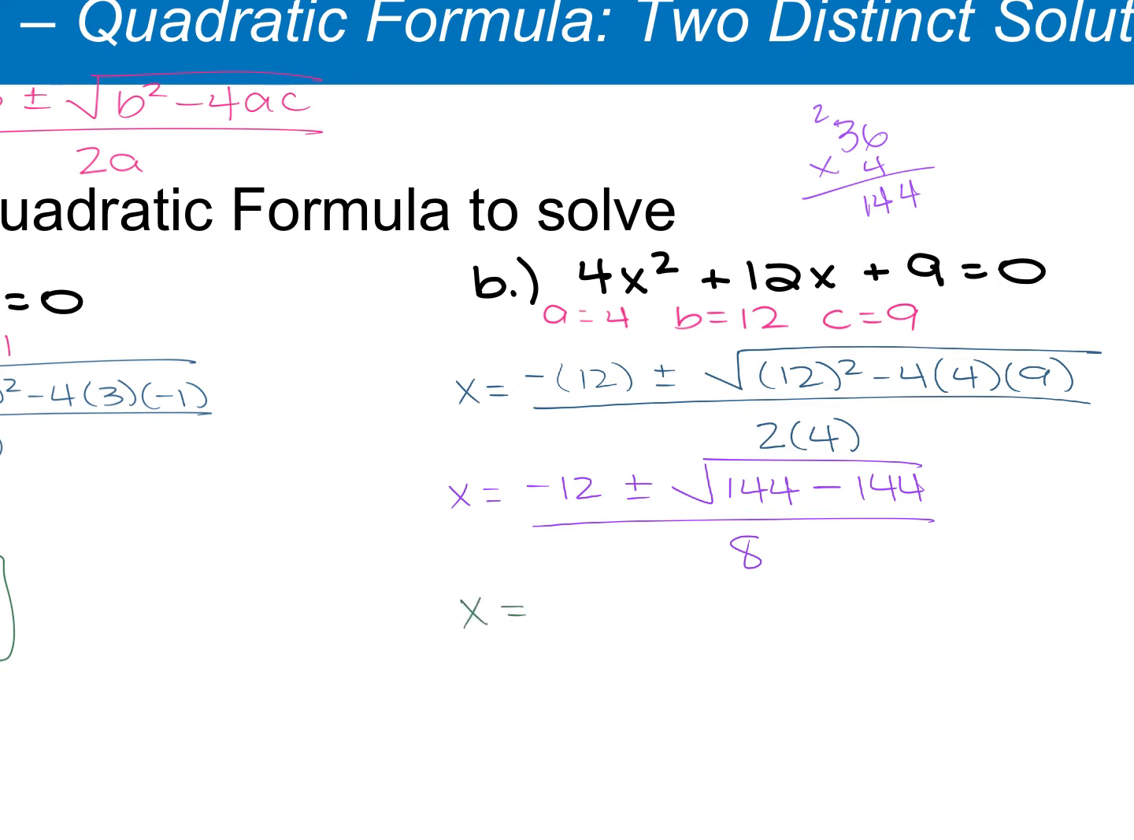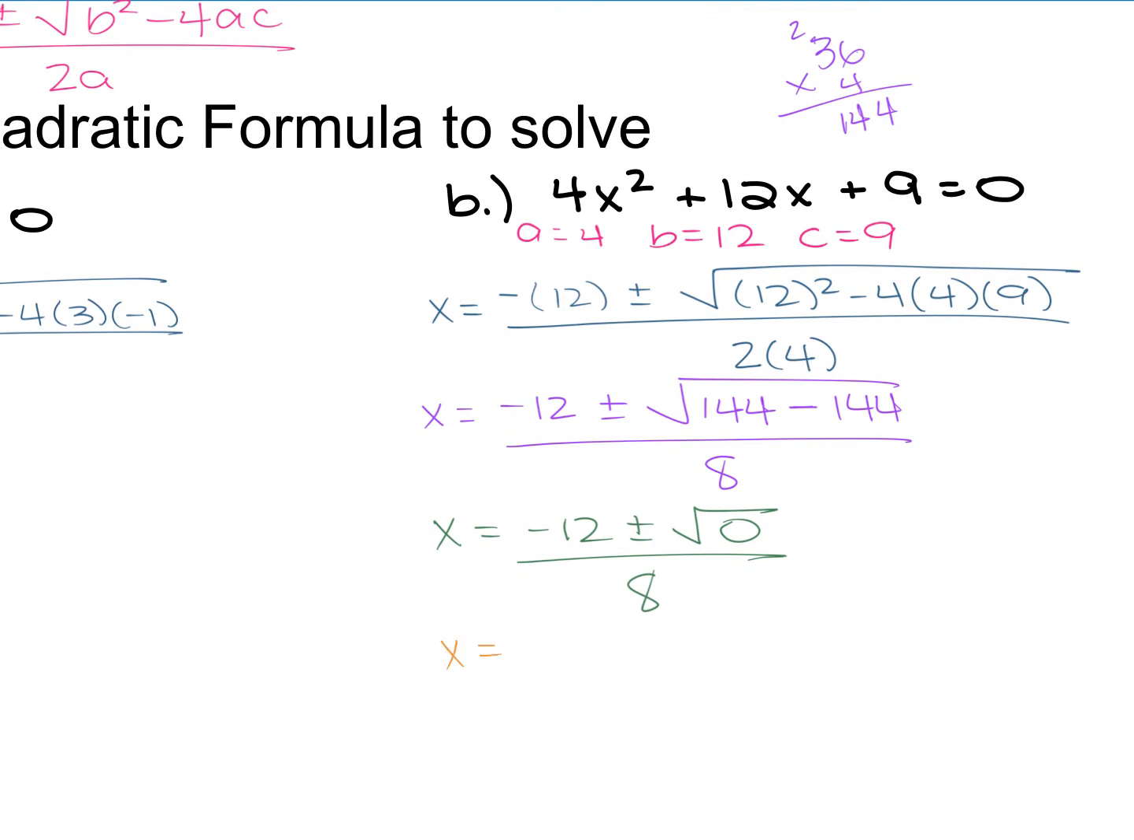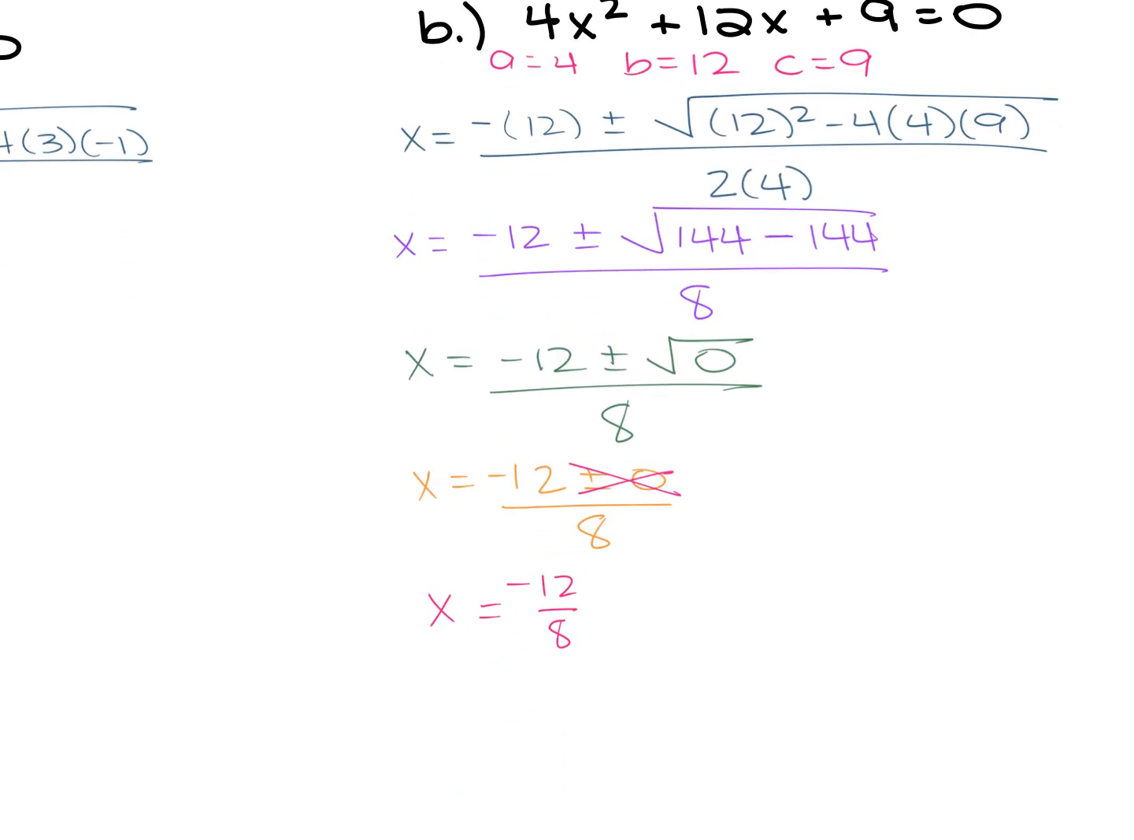So that's going to give you x is equal to negative 12 plus or minus the square root of 0 all over 8. The square root of 0 is just 0. So that's negative 12 plus or minus 0 over 8. You do not need that plus or minus 0. It's just negative 12 over 8, which then does simplify to give you x is equal to negative 6 over 4, which is negative 3 over 2.